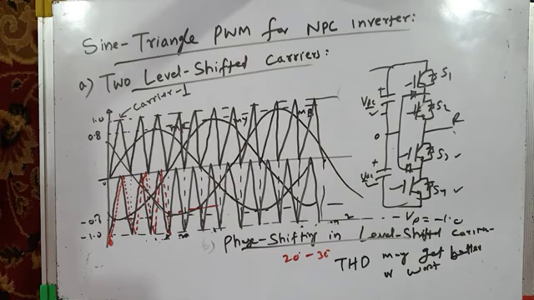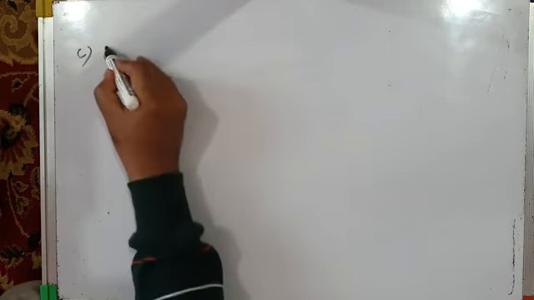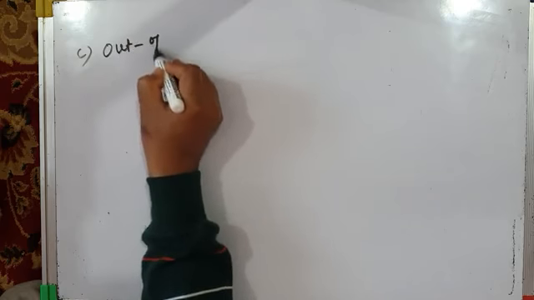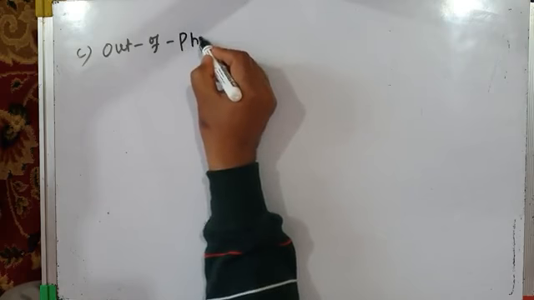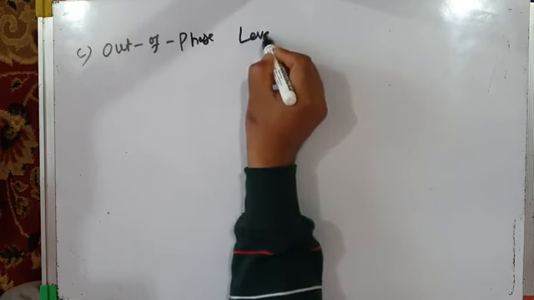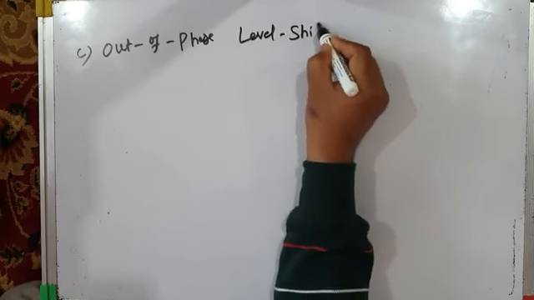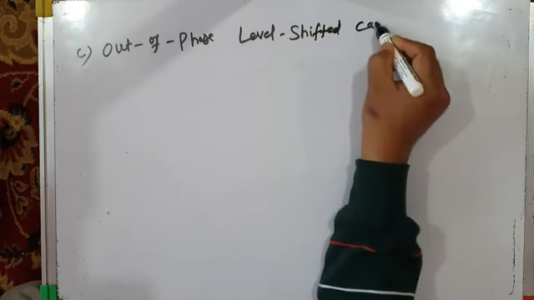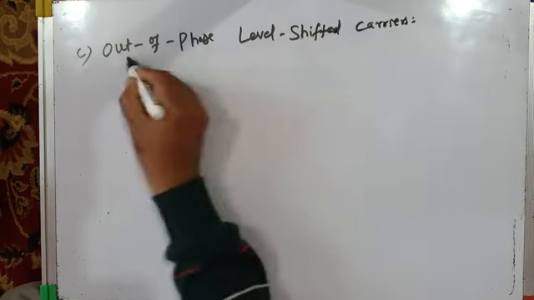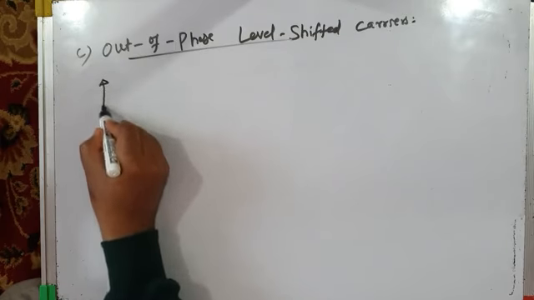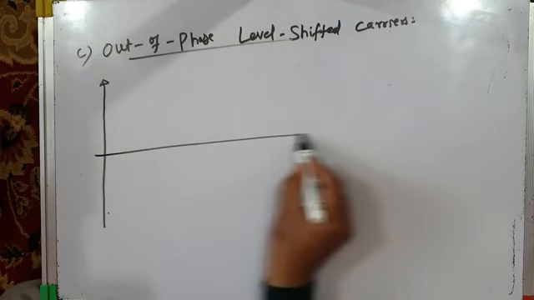Okay. The third method is to have out of phase level shifted carriers. Now, third category of sine triangle PWM for 3-level inverters is out of phase, completely out of phase, not phase shifted. I mean, phase shifted by 180 degrees, out of phase. Out of phase level shifted carriers. Let us draw the carriers again along with the modulating waves.